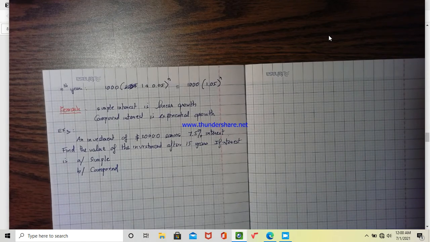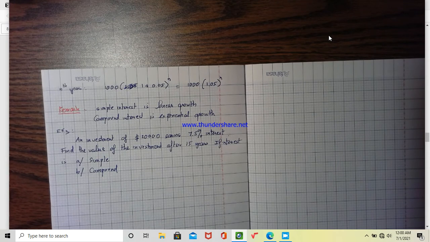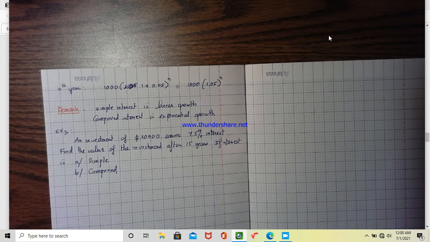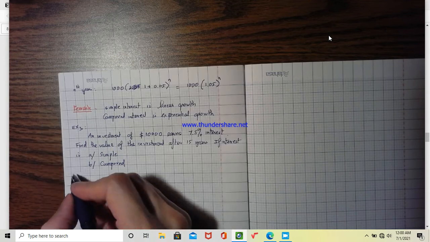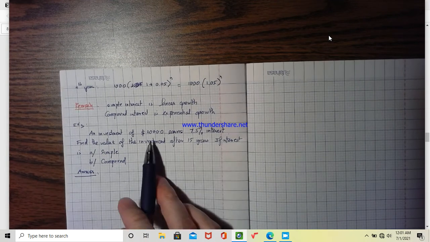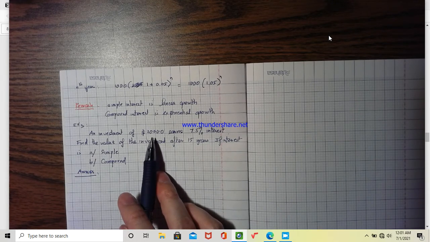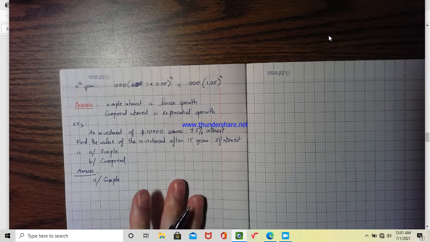Alright, so how are we going to do this problem? Well, actually, we already have the formula. We already deduced the formula, so it could be very easy. Solution: you know the original amount we invested is 20,000. So for the simple, what are we going to have?